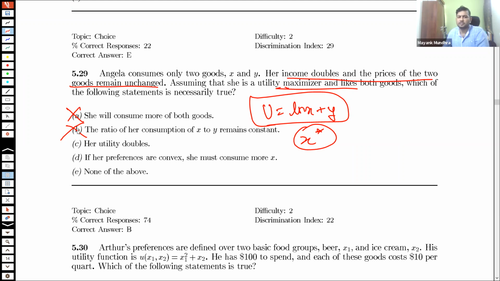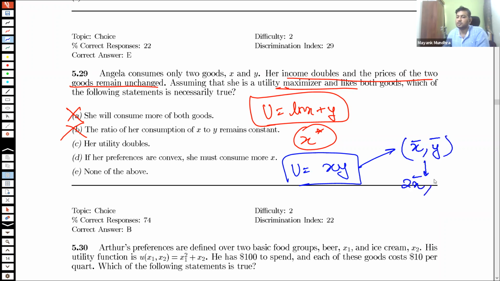For example, to reject option C, you can take a different situation. You can take utility equals XY. In this case, if you were initially consuming some bundle, let's say X bar comma Y bar, when your income doubles, you will consume 2X bar comma 2Y bar. So your utility may not double, it will go 4 times when you go from here to here. If your utility here was U0, utility here would be 4 times U0. So this becomes false.